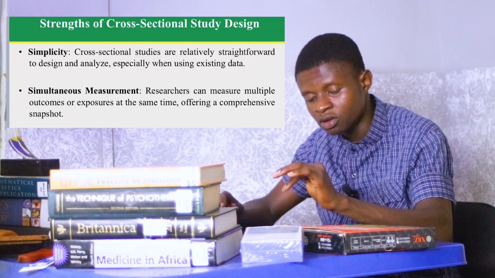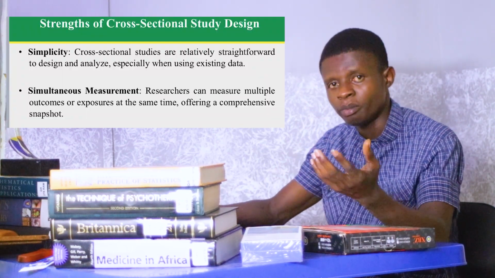Then it is simultaneous. Like I said, you'll be able to compare multiple things at one point in time. How socioeconomic status can influence accessibility to quality healthcare, and then quality healthcare will also lead to improvement in the optimum health of someone or the people, the general community. So you'll be able to measure two things or multiple things at one point in time.